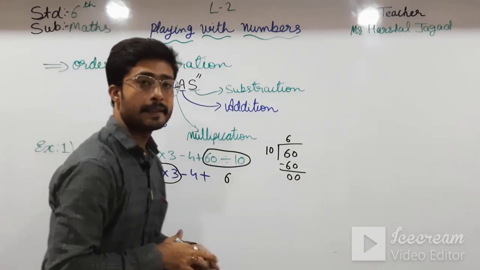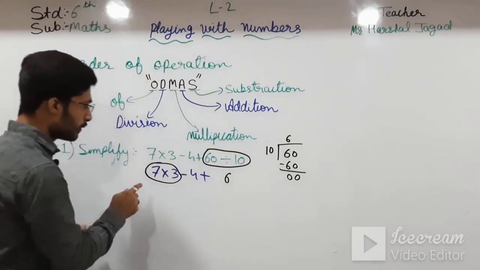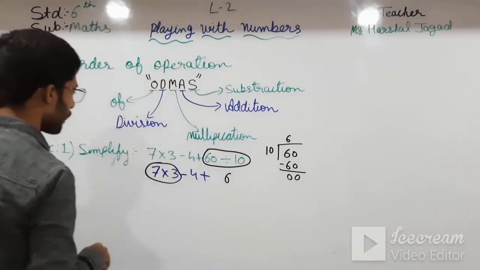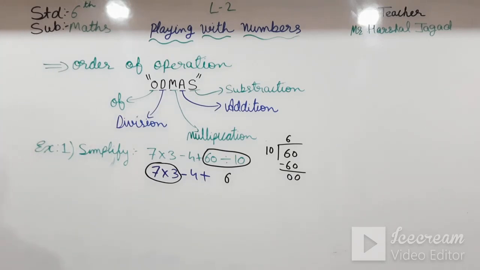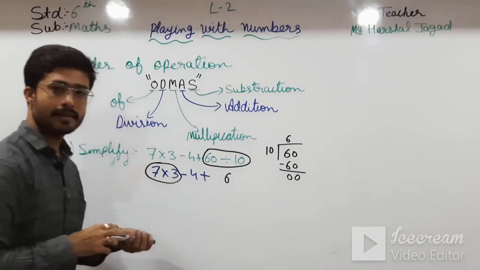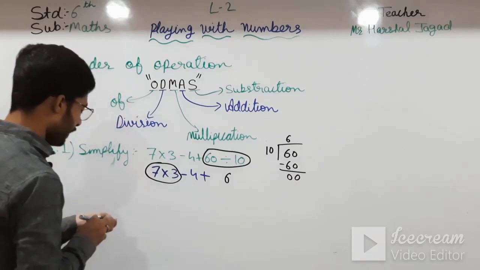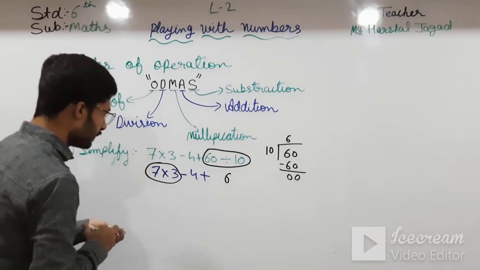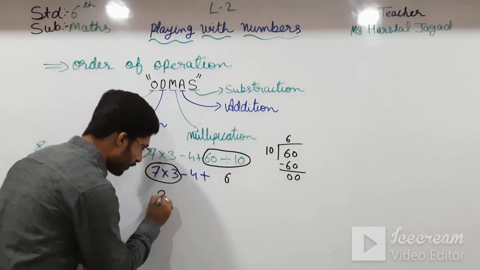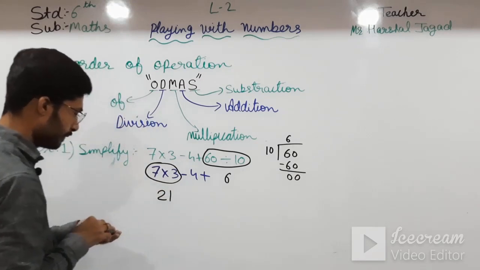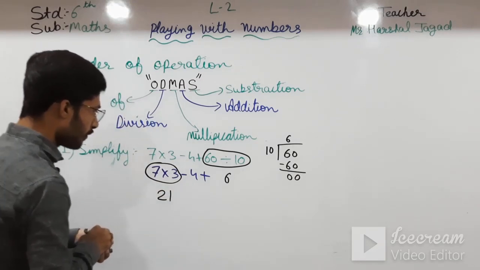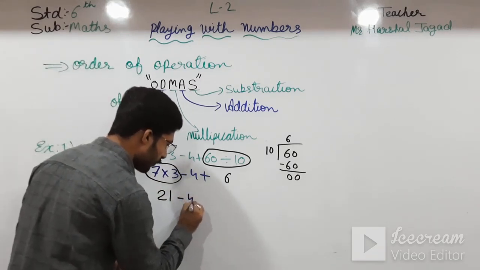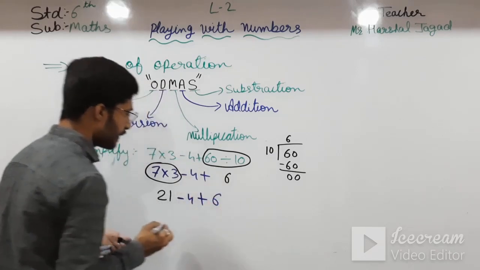So next, what we have to do? 7 3s are, that is 21. Okay students, 7 3s are 21. So 21, and I am writing as it is 4 plus 6.